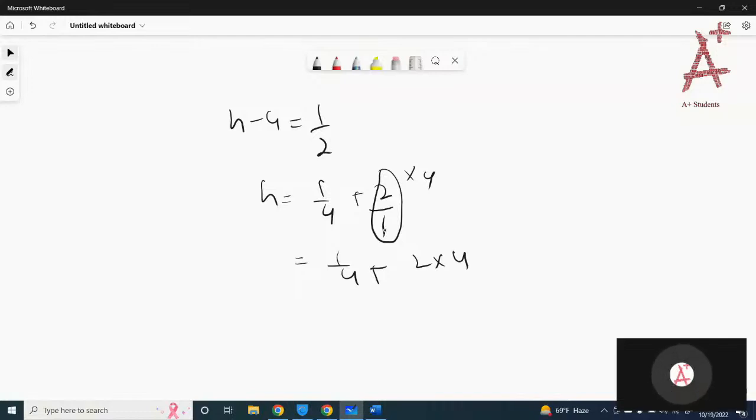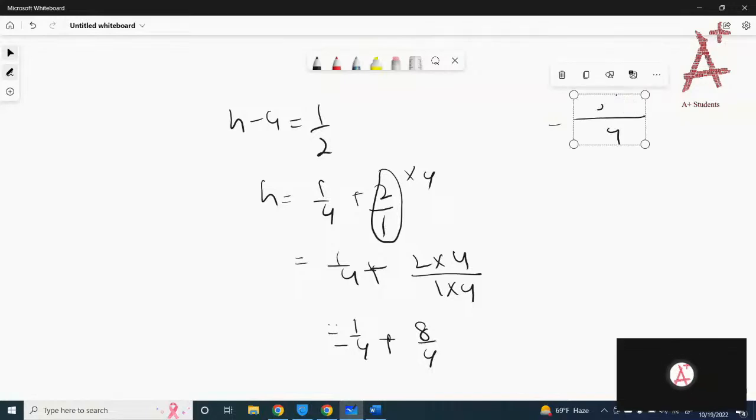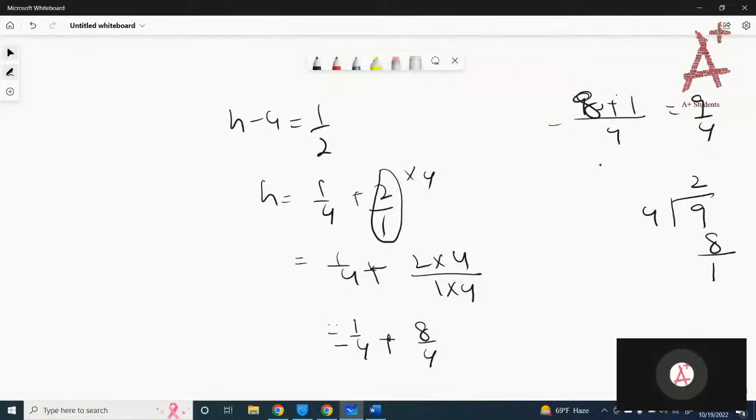So it would be 2 times 4 divided by 1 times 4, and plus 1 by 4. 4 times 2 is 8 and 4 times 1 is 4. They have like denominators, just add their numerators. Got it? So 8 plus 1 is 9 over 4. So you can write the answer in mixed fraction form. So just divide 9 by 4. 4 times 2 is 8 and 9 subtract 8 is 1. This is the whole number 2, and 1 divided by 4. Got it?